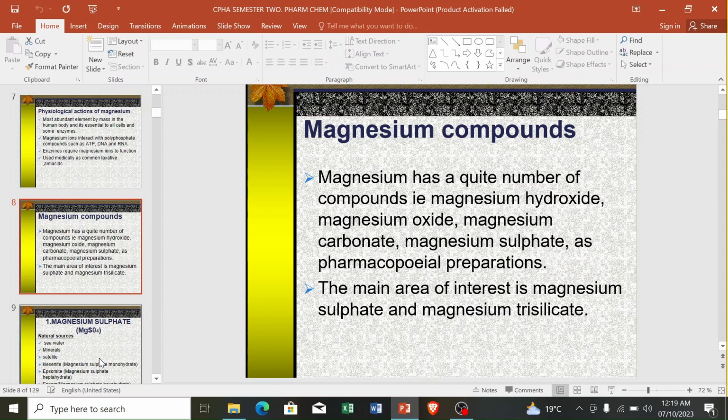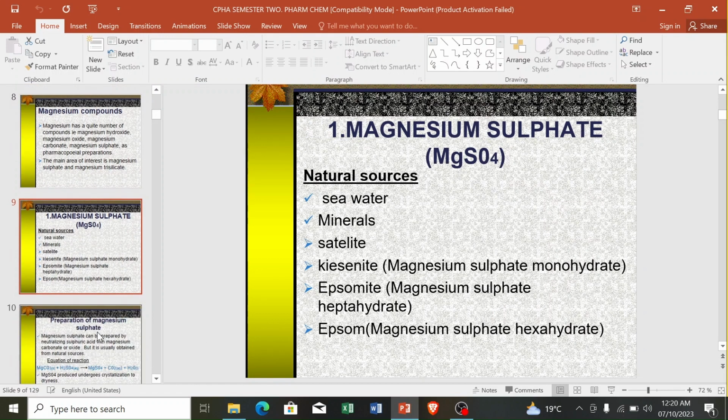So that takes us to magnesium compounds. Magnesium has quite a number of compounds. We have magnesium hydroxide, magnesium oxide, magnesium carbonate, and magnesium sulfate. As pharmacopoeia preparations, the main areas of interest are magnesium sulfate and magnesium trisilicate, which we are going to look at majorly. We are going to look at how magnesium sulfate is prepared, what the natural sources of magnesium sulfate are, and those other things. So we are starting with one compound of magnesium, that is magnesium sulfate.